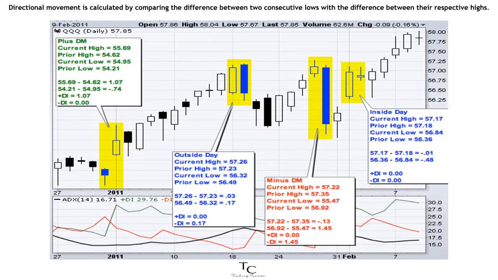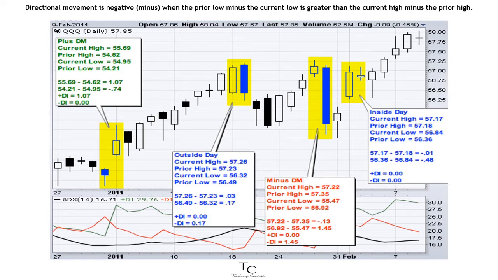Directional movement is calculated by comparing the difference between two consecutive lows with the difference between their respective highs. Directional movement is positive, plus, when the current high minus the prior high is greater than the prior low minus the current low. This plus directional movement, plus DM, then equals the current high minus the prior high, provided it is positive. A negative value would simply be entered as 0.